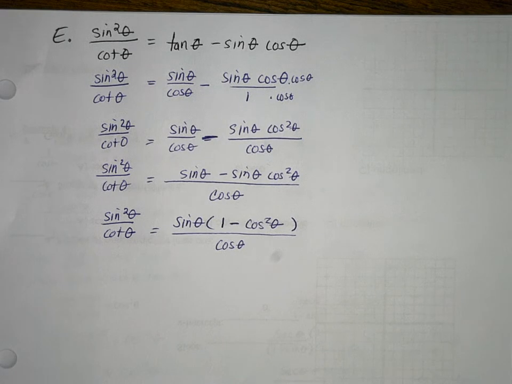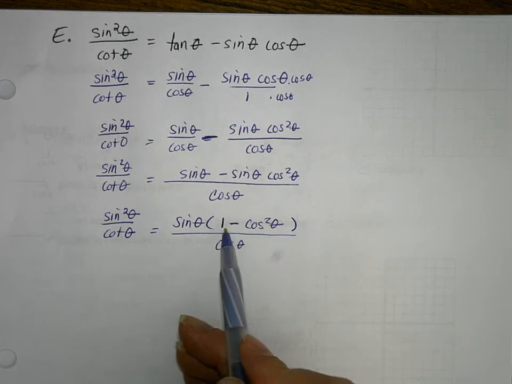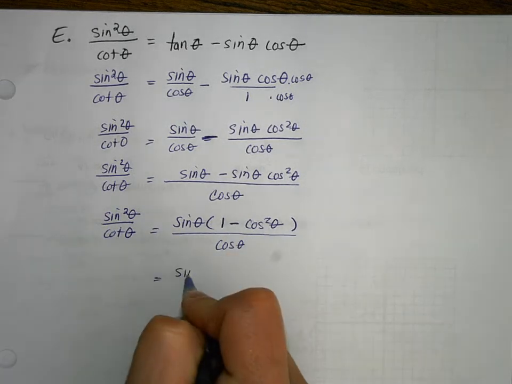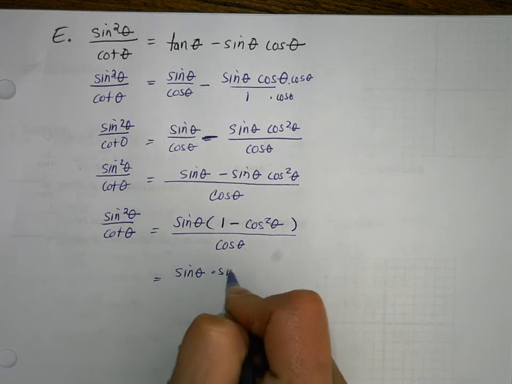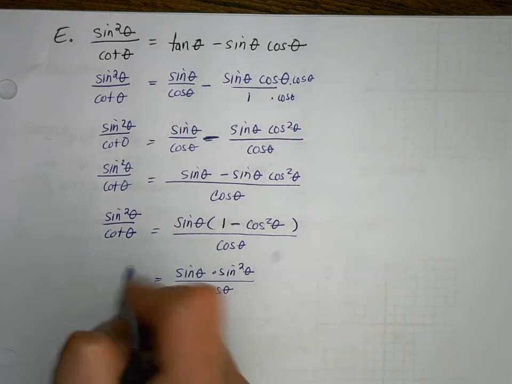Taking a look. Trig sheet is your best friend. Any thoughts now? 1 minus cosine squared is sine squared. Beautiful. I need a numerator of sine squared. My gosh, 1 minus cosine squared is sine squared. So I get sine times sine squared over cosine theta.